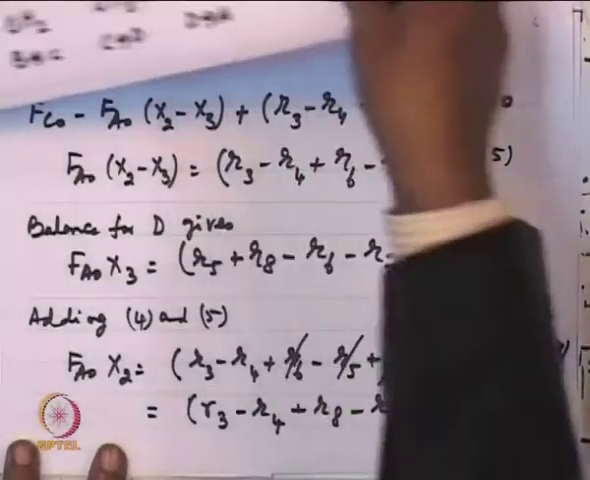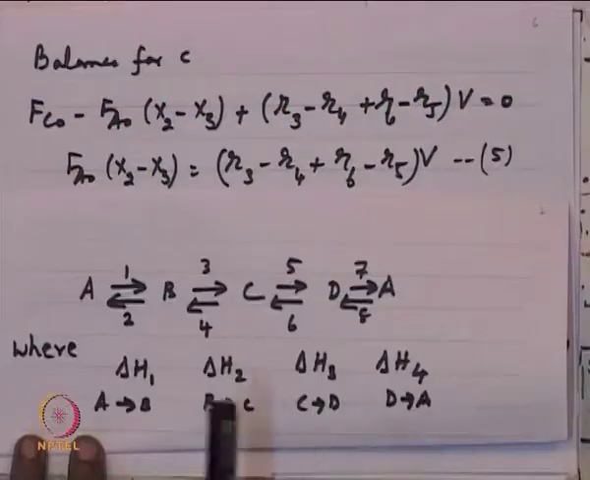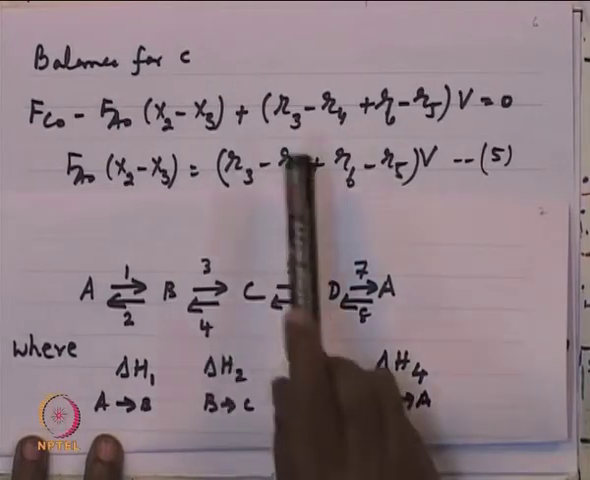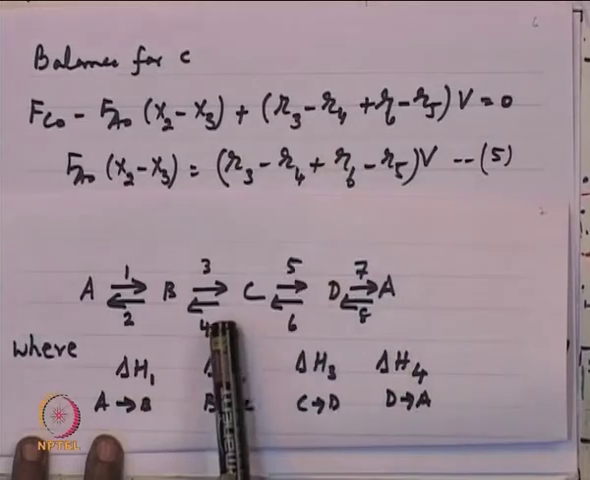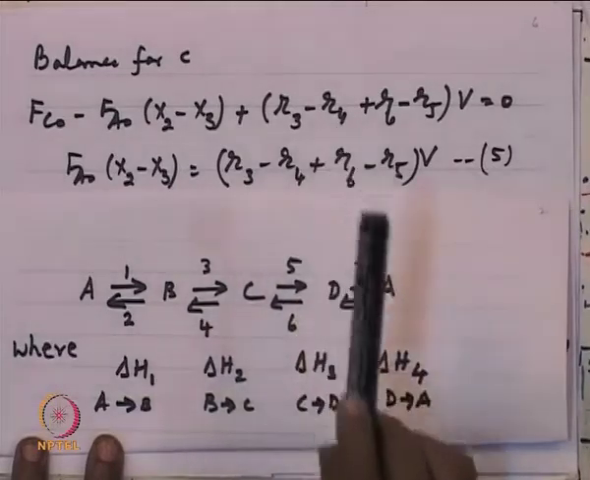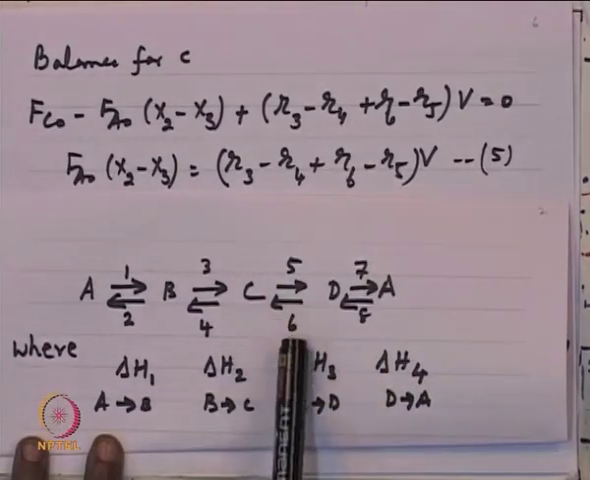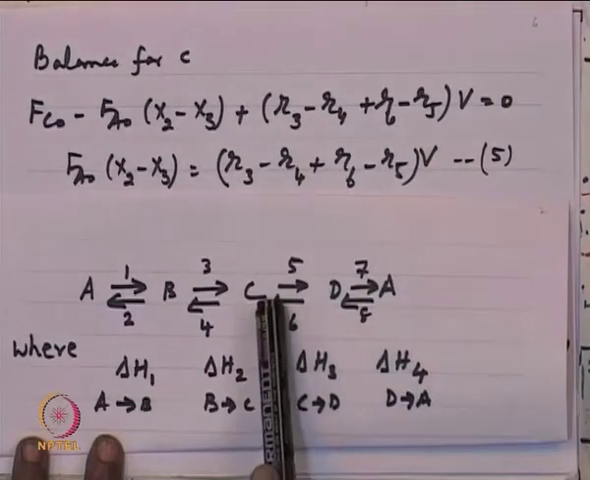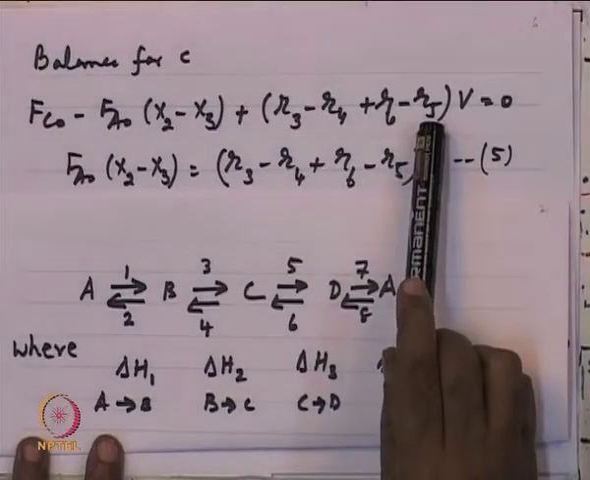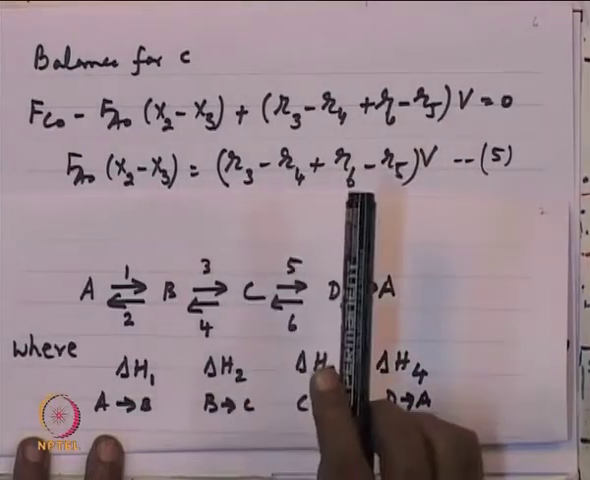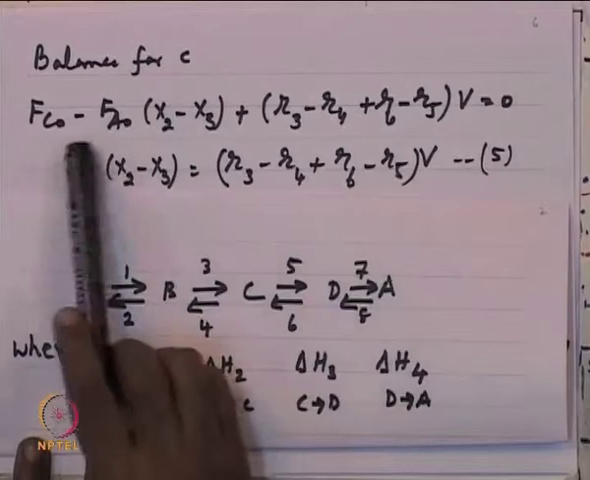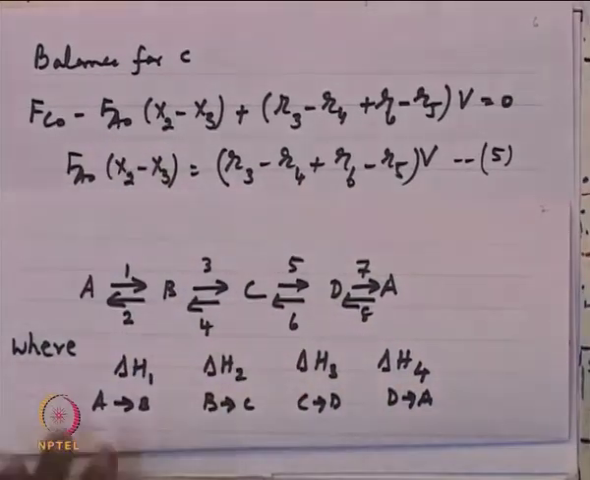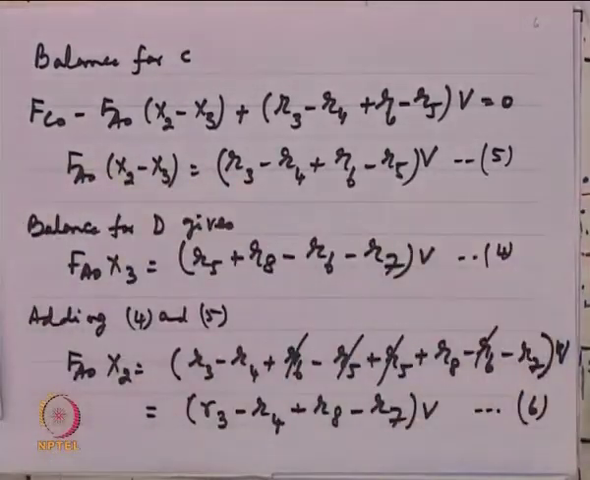What are the generations for the component? Let us just put it here. Notice that component C is formed in reaction 3, R3 is plus, it is consumed in reaction 4, R4 is minus, and then component C is formed in reaction 6, R6 is plus, and it is consumed in reaction 5, R5 is negative. So, you have taken the generations as positive, consumptions as negative, therefore you have the material balance for component C. So we have here the material balance.